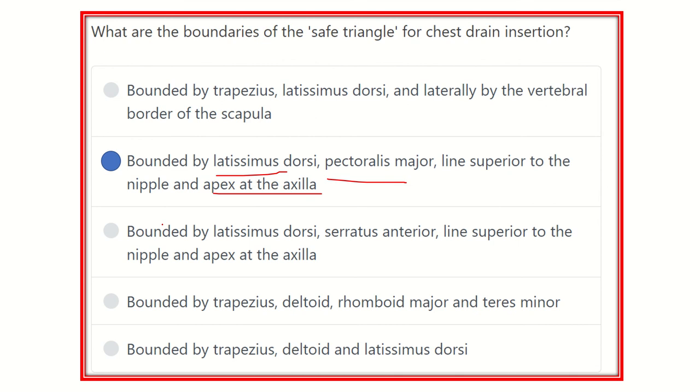So we have to remember this point very carefully, and it is a repetitive question in the exam.